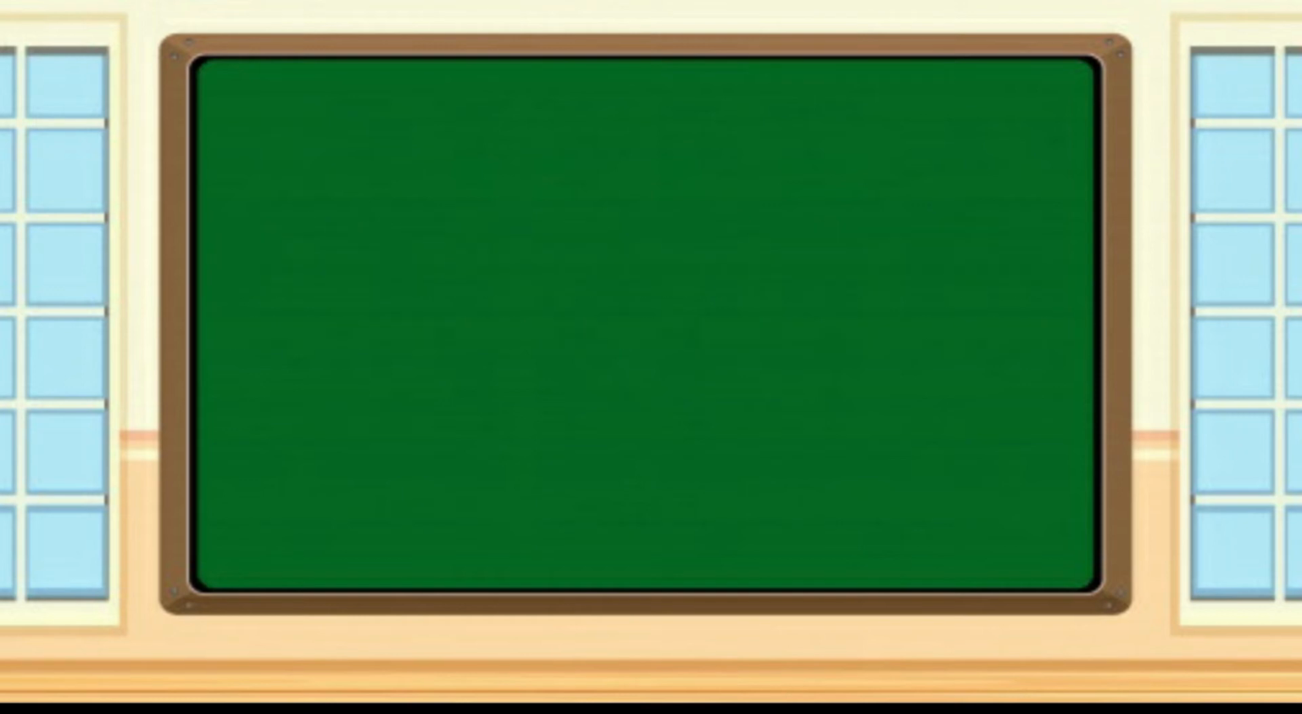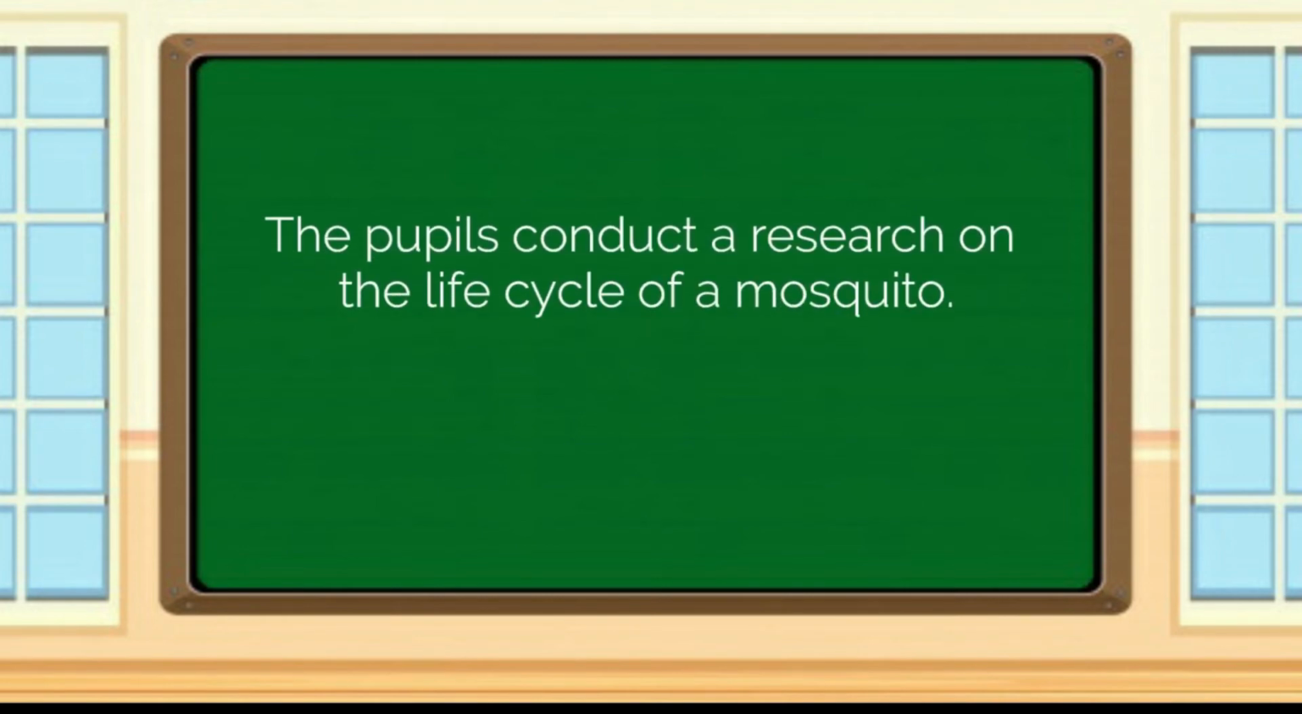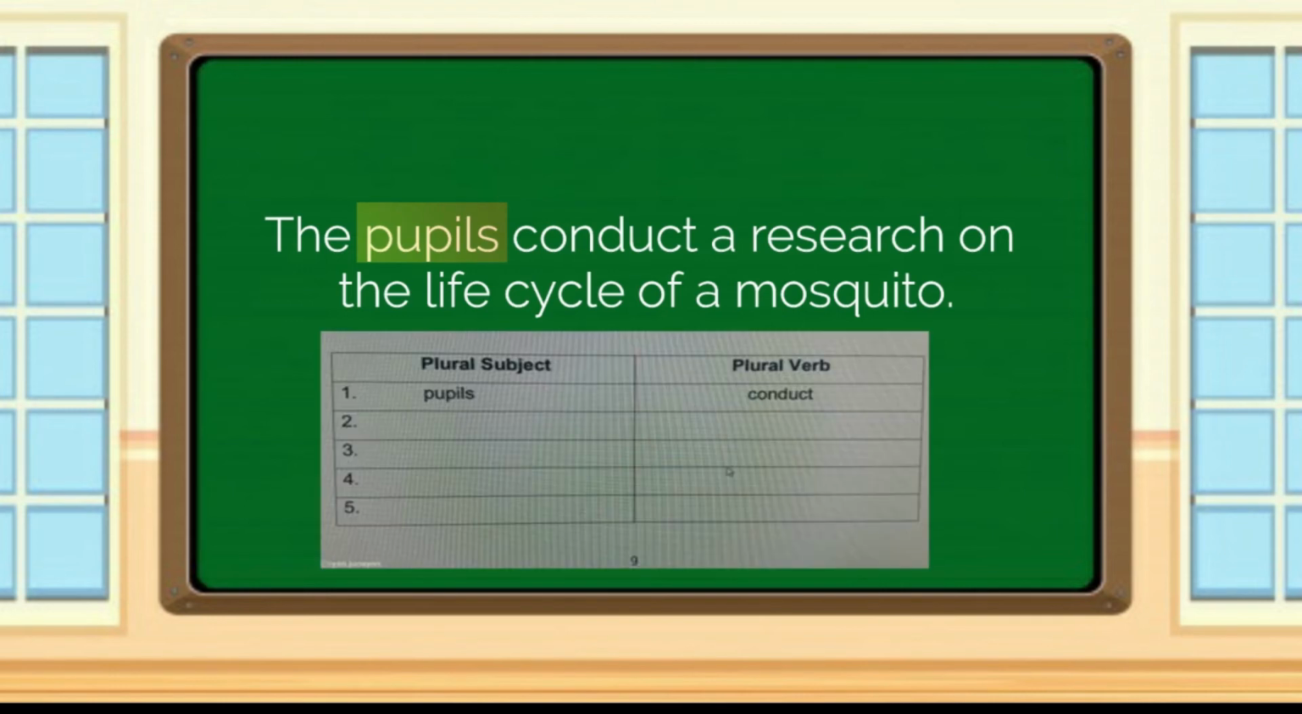Number 1. The pupils conduct a research on the life cycle of a mosquito. Our plural subject in the first sentence is pupils, so we will put it under the column plural subject. The plural verb is conduct, so we will put it under the column plural verb.